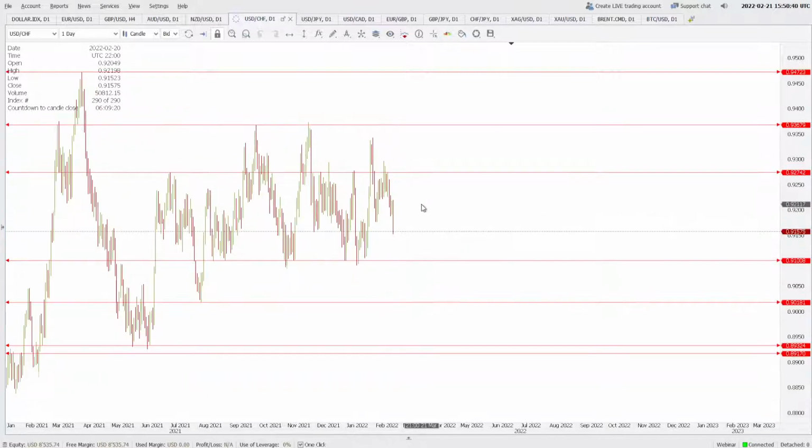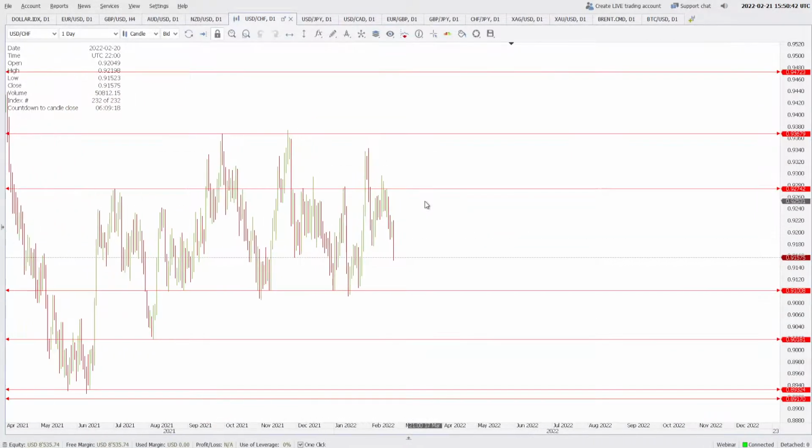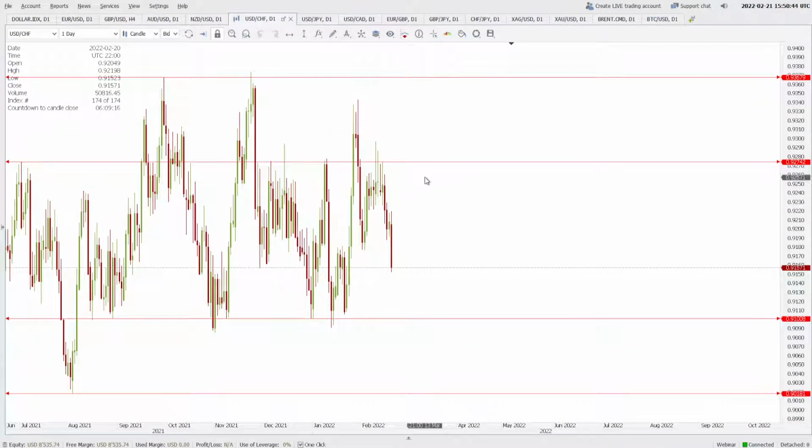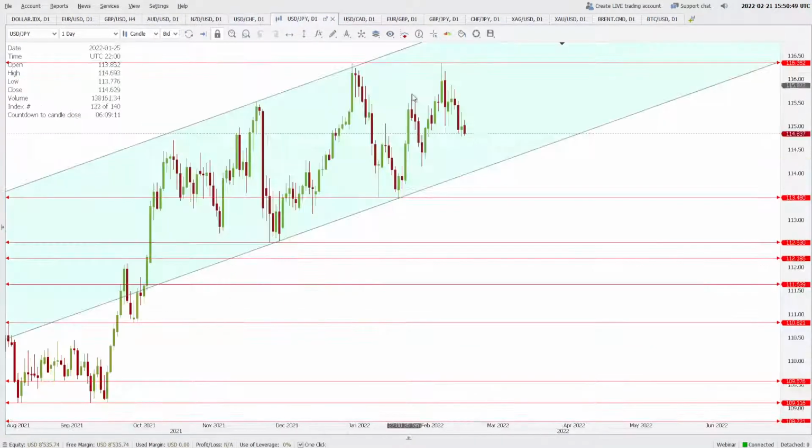On the contrary, if some miracle happens and the price starts going upwards, then in that case 0.9274 will be the resistance for us.